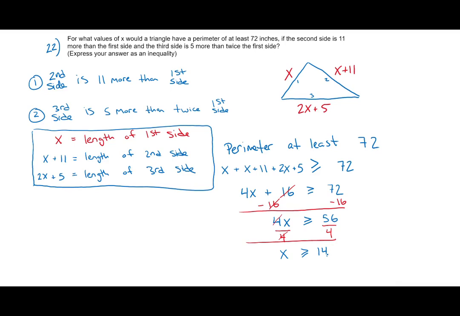So for what values of x would the triangle have a perimeter of at least 72 inches? And we're told specifically to express our answer as an inequality. Here's our inequality, so we could just go ahead and circle that. That is our answer. All right, that does it for problem 22.